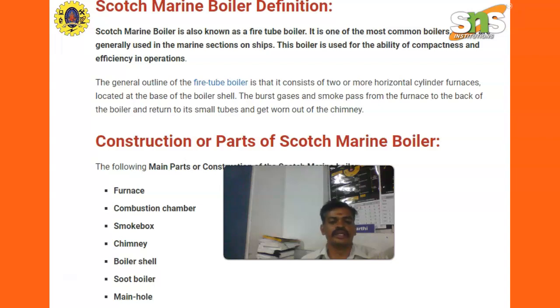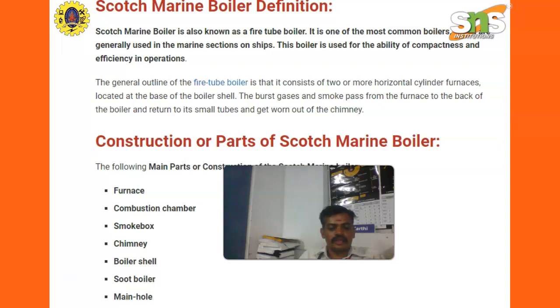The general outline of a fire tube boiler is that it consists of two or more horizontal cylinder furnaces located at the base of the boiler shell. The burnt gases and smoke pass from the furnace to the back of the boiler and return through small tubes and get out of the chimney.